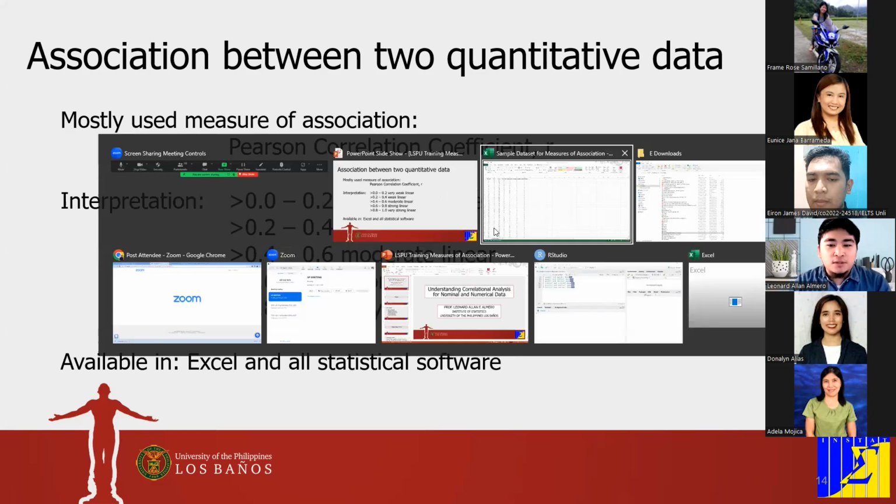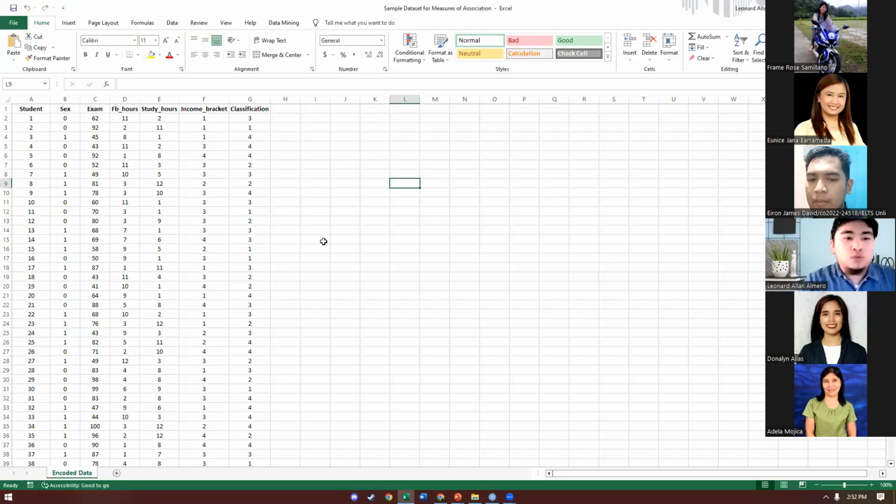Kapag po nagaganito ako, nakikita niyo po yung other tabs ko. Tama po ba? Ito po nakikita niyo po itong ginagalaw ko. Yes po, sir. Okay. So, we will go to Excel file.